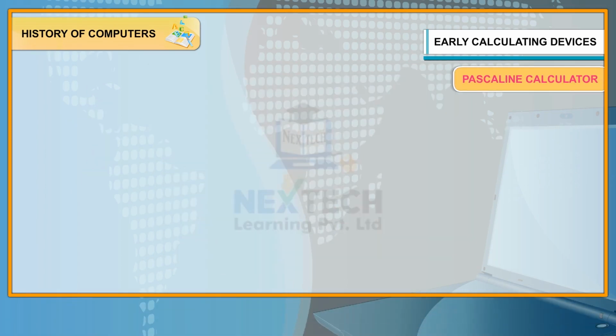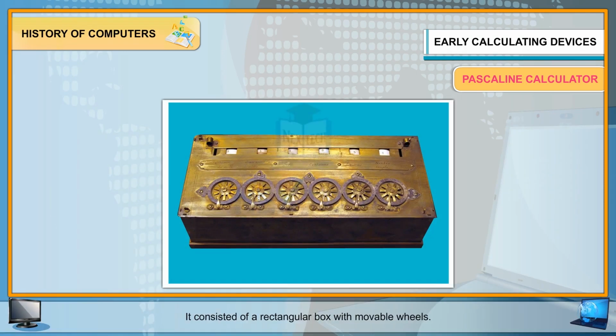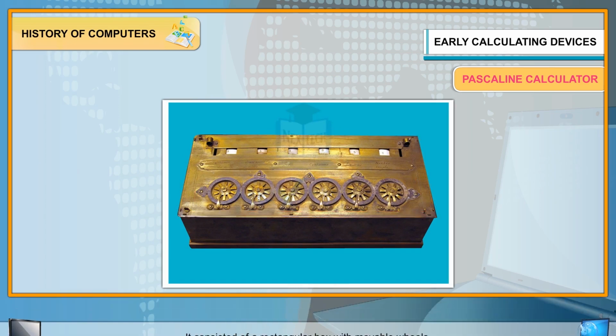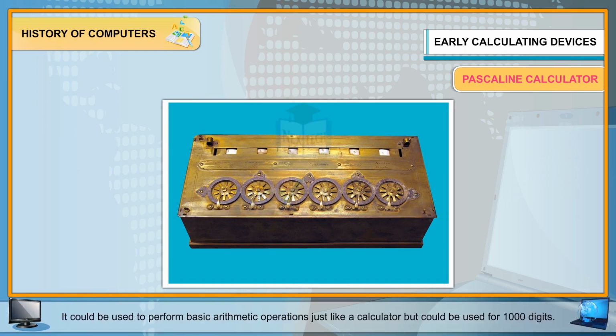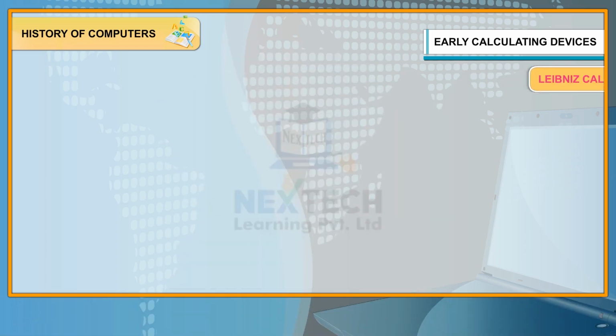Pascaline calculator. In 1642, Blaise Pascal invented the first mechanical calculator, the Pascaline. It consisted of a rectangular box with movable wheels. It could be used to perform basic arithmetic operations just like a calculator, but could be used for 1000 digits.